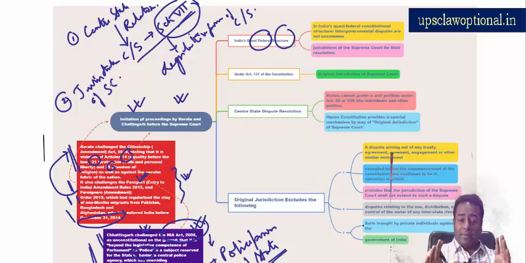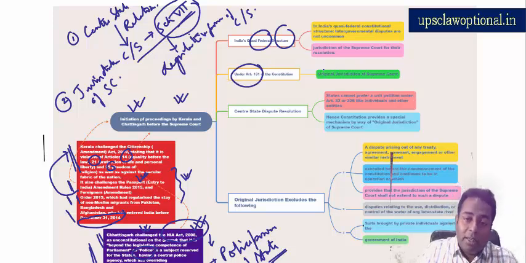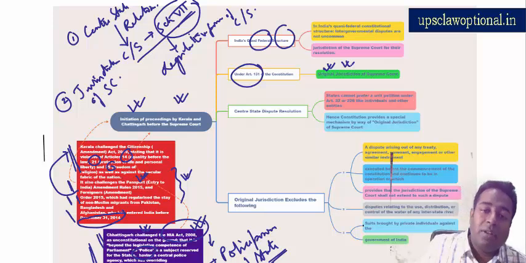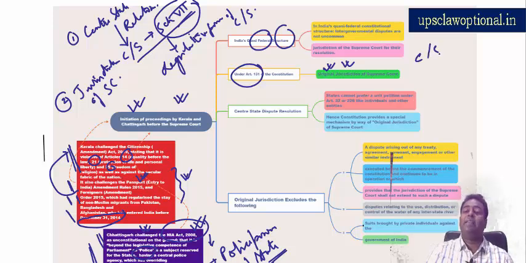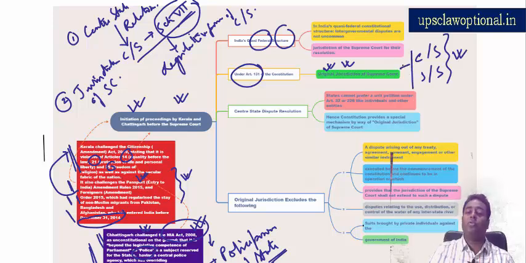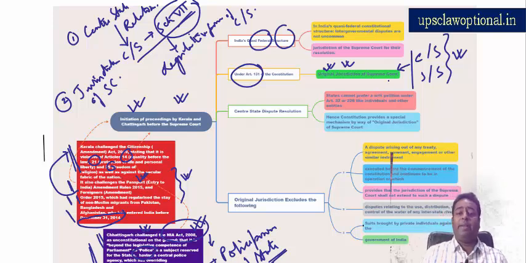So far as state versus state or state versus center disputes are concerned, there has to be a mechanism. So the Constitution makers brought in a provision under Article 131 of the Constitution, which is the original jurisdiction of the Supreme Court. Original jurisdiction particularly refers to disputes between the center and the state, and state versus state. Those are the kinds of disputes which the Supreme Court requires to adjudicate under Article 131.